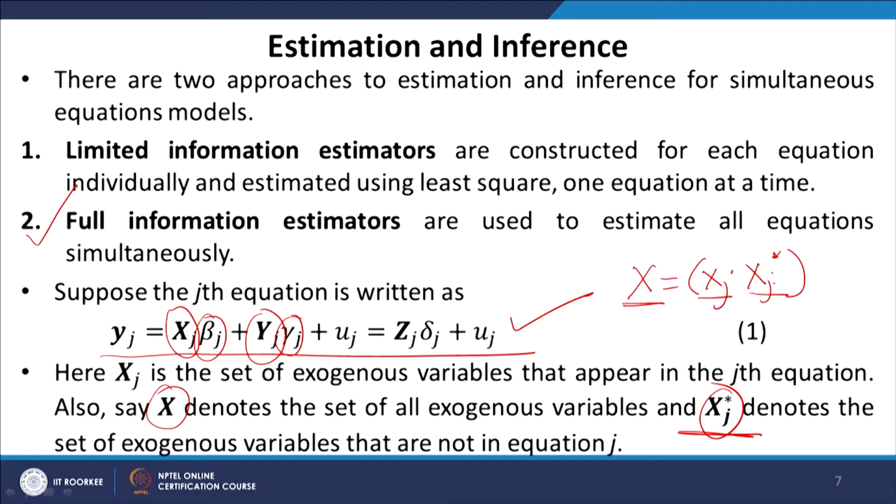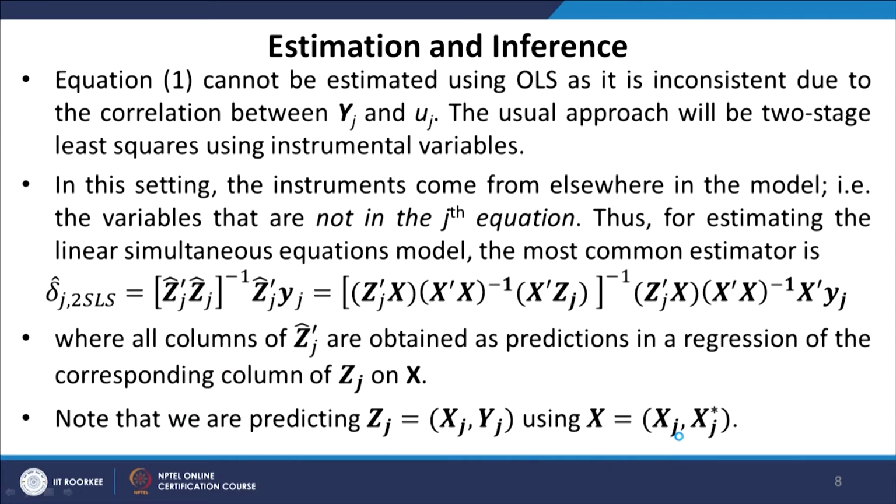Now, we write the set of exogenous as well as endogenous variables as zj, and all the coefficients, that is beta j and gamma j, taken together as delta j, and uj is as usual. So, equation 1 cannot be estimated using OLS as it is inconsistent due to the correlation between yj and uj. The usual approach will be two-stage least squares using instrumental variables.